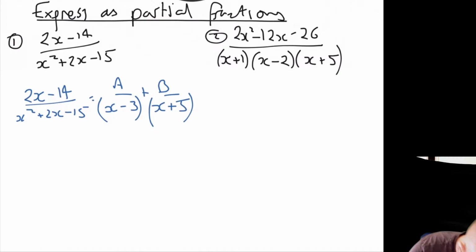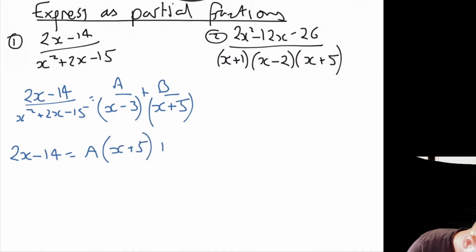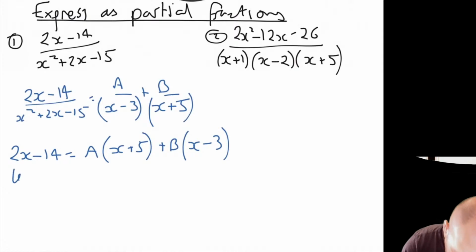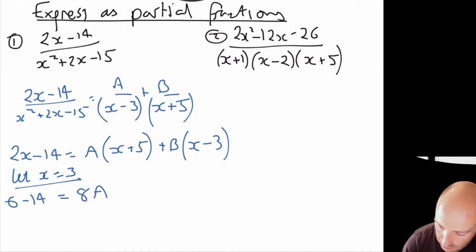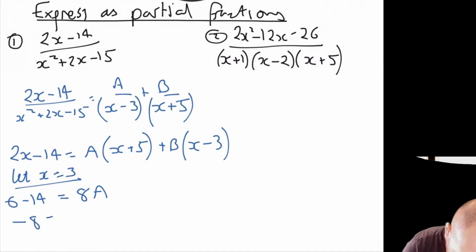So then I'm going to do that skipping step. So I'm going to go 2x take 14 equals A(x plus 5) plus B(x take 3). Let x equal 3 first of all. So we get 6 take 14 equals 8A. 6 take 14 is going to be, what was that, minus 8? Yeah. So therefore A is minus 1.